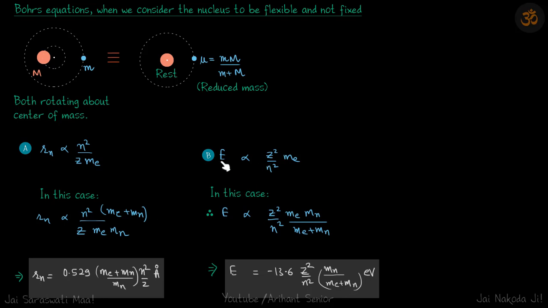Now similarly, the energy when we derived was proportional to z square by n square me. Again, in our case, me will be replaced by reduced mass, and this part z square by n square will still be the same, which is minus 13.6 z square by n square. So we'll multiply that by mn upon me plus mn, and that will be our new equation. So we are going to use these two equations if we consider the nucleus to be flexible and not fixed.